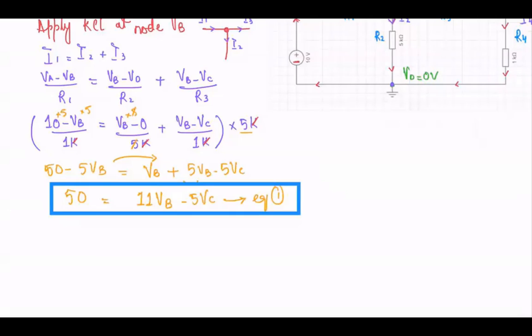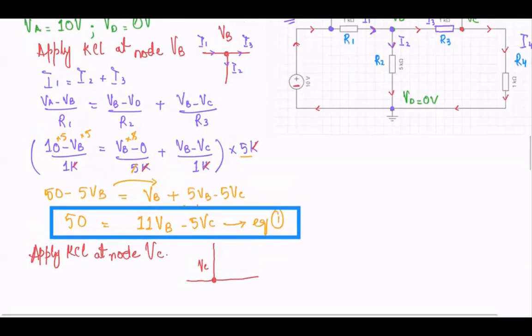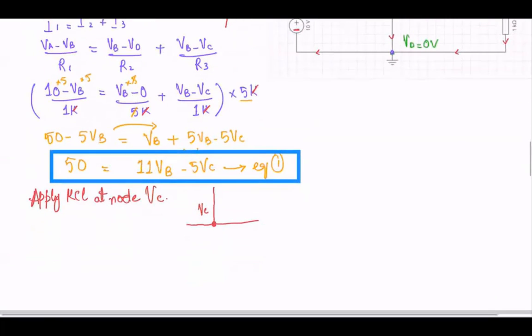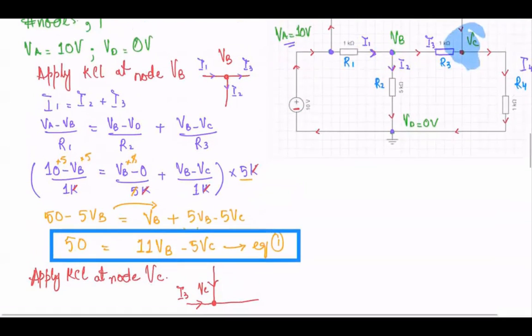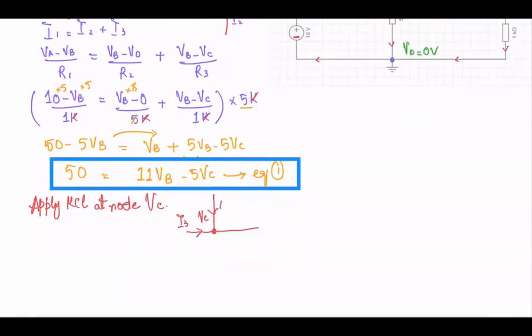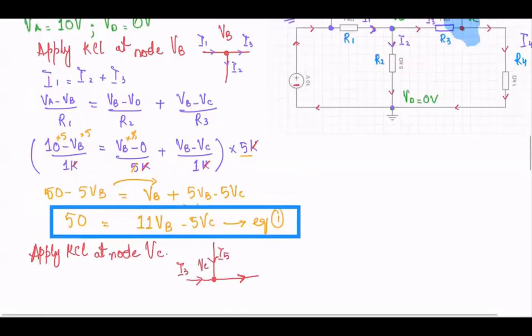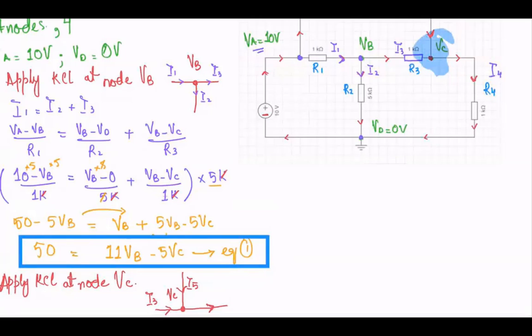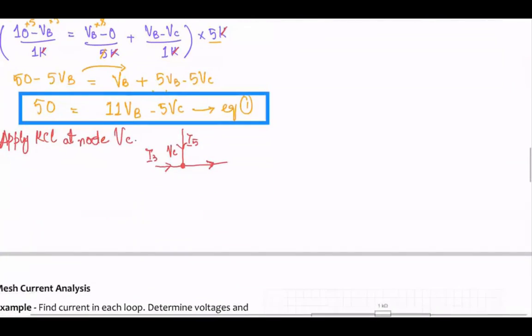Let's now work on VC here. Apply KCL at node VC again. Say this is your VC here. Here at VC, the current coming in is I3, so this is going to be I3. You also have I5 entering this node, which is this right here. And then the current that's going this way is this current right here, which is I4, right? So I'm just going to say I4 here.